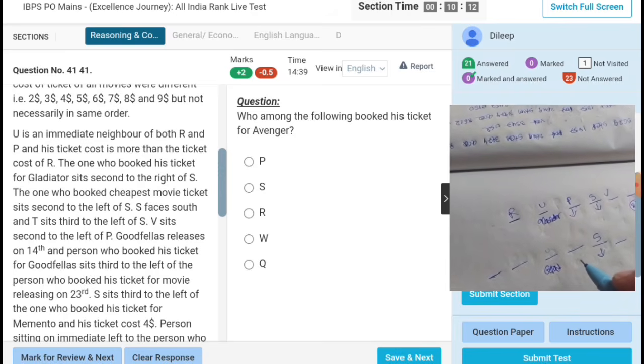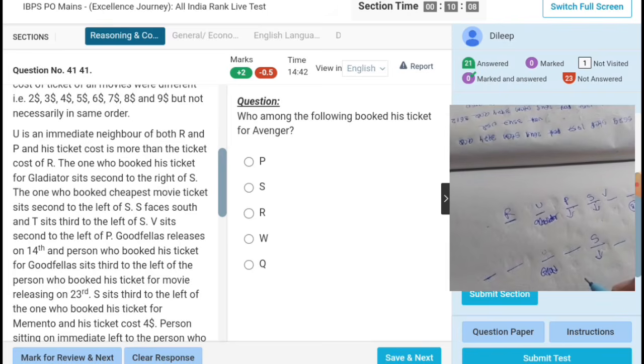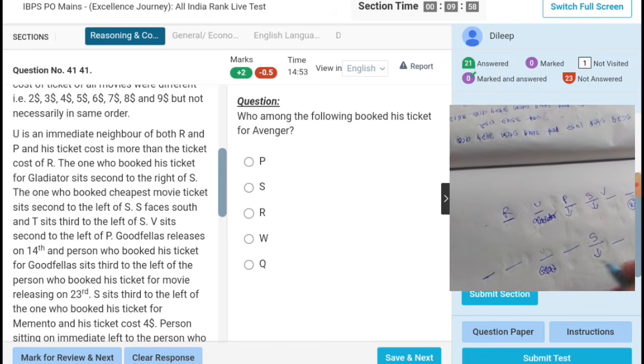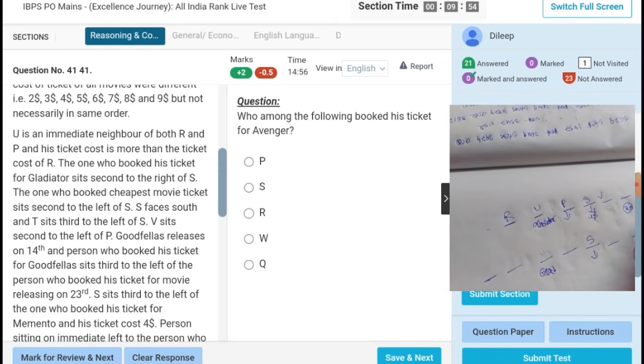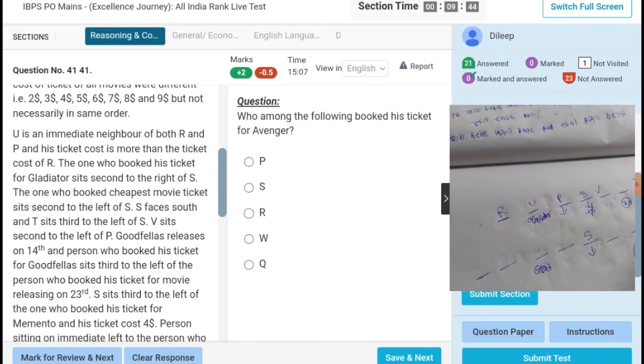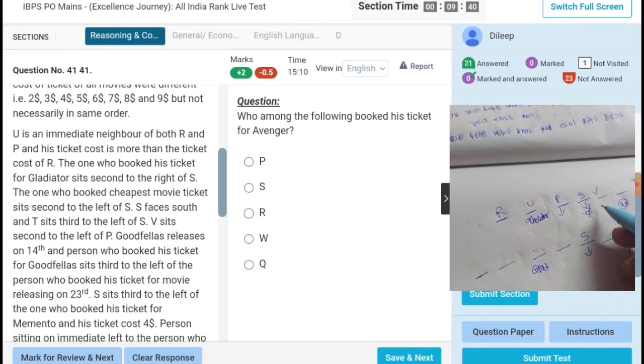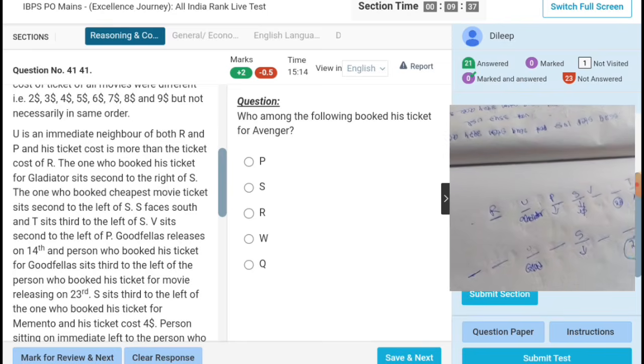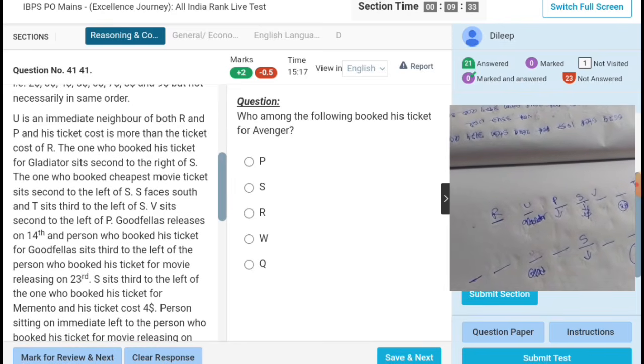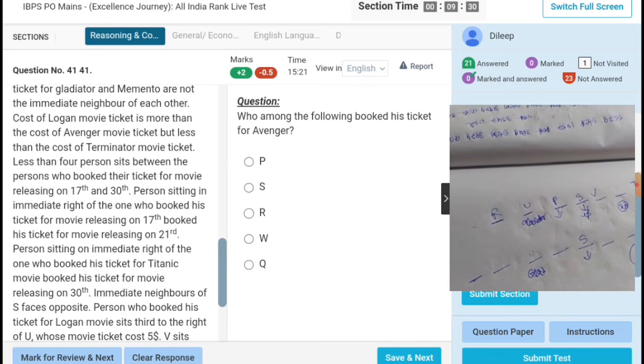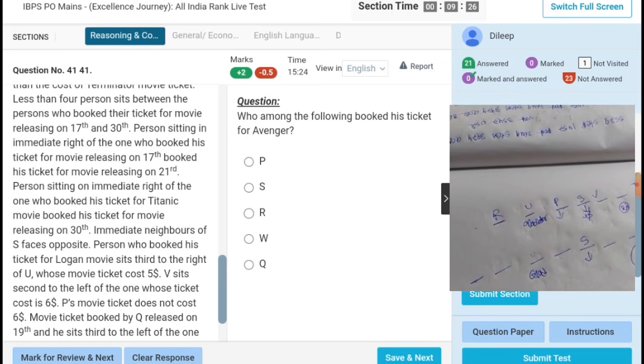So V sits second to the left of P and S is third to the left of the momentum. S is third to the left of the... what is? V sits second to the left of P. T is third to the left of S. So Logan movie is third to the right of you.